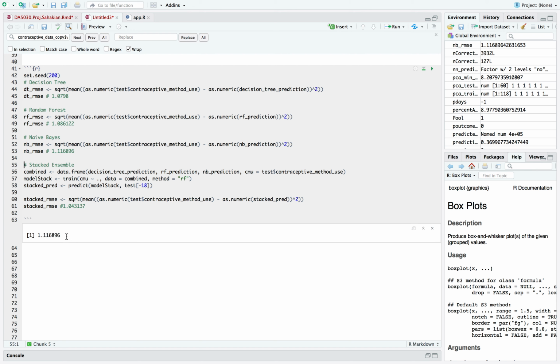And then finally, I did create a stacked ensemble. So I basically combined these three predictive models, and I then trained them using the random forest method, which you can see here. And then I found the RMSE of the stacked ensemble, which actually does perform the best. We can see that the RMSE is the lowest here with the stacked ensemble.